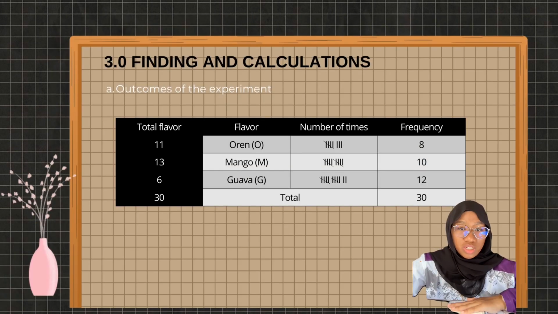Based on the experiment, we put 30 pieces of sweet in a box, which has 3 flavors. Orange we put 11, mango we put 13, and guava we put 6. From the outcome of the experiment, we know that 8 times we took orange, 10 times we took mango, and the last one is guava, we took 12. So all of that equals 30.